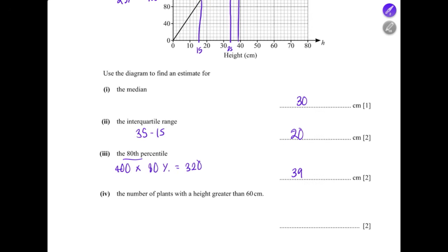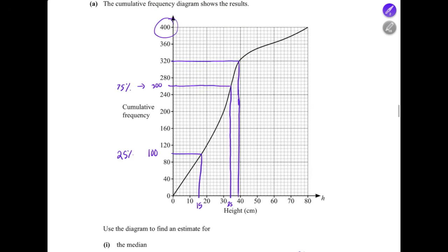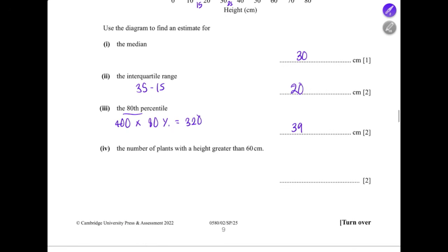Then, the number of plants with a height greater than 60 centimeters. Okay, so that means the height should be greater than 60. So this is height 60 over here, and then find the corresponding number. So subtract 364 from 400, and you will get 36.